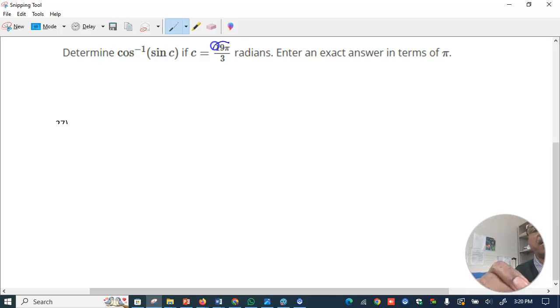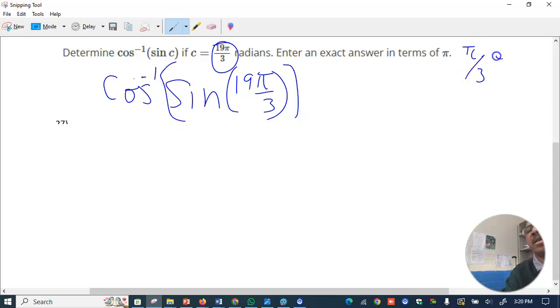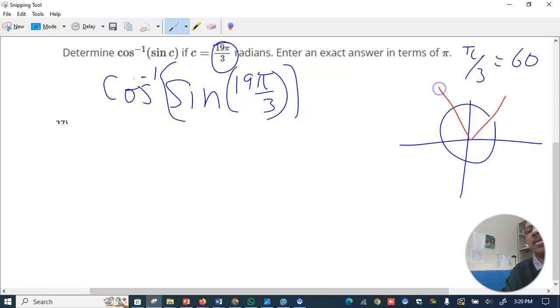This one is about pi by 3. So first step you write is cosine inverse of sine of 19 pi by 3. Now pi by 3 is 60 degrees. So remember pi by 3 is 60 degrees, and how many 60s make a circle? You can see there are 6 of them: 1, 2, 3, 4, 5, and 6. So there are 6 pi by 3s going all around.